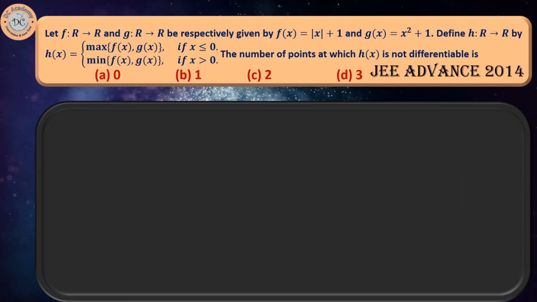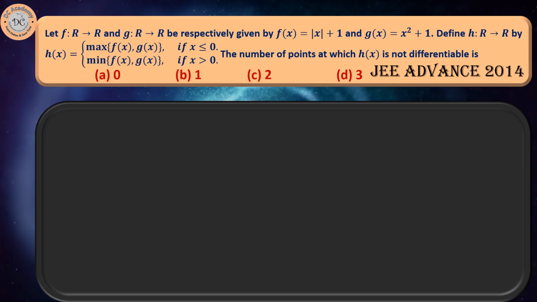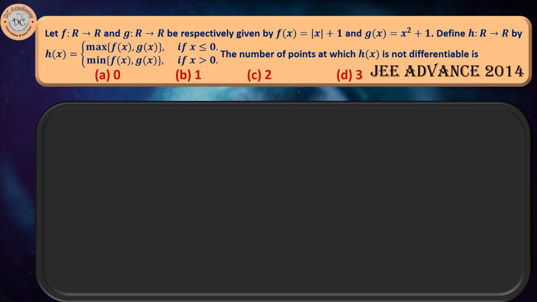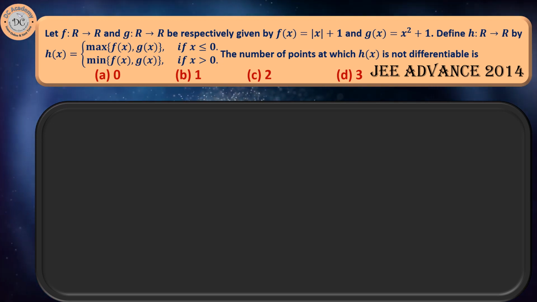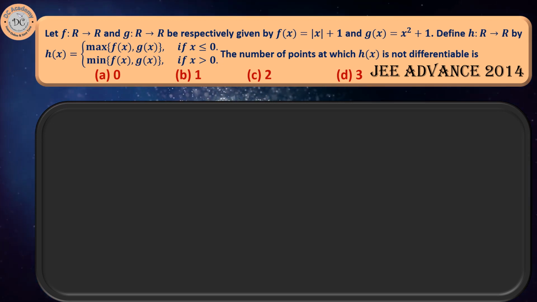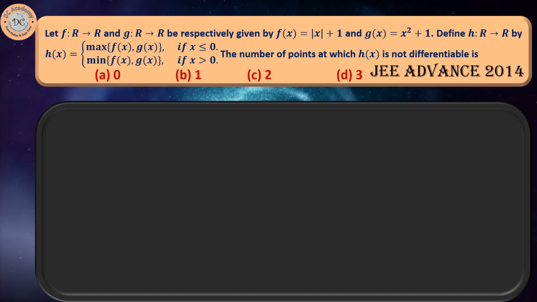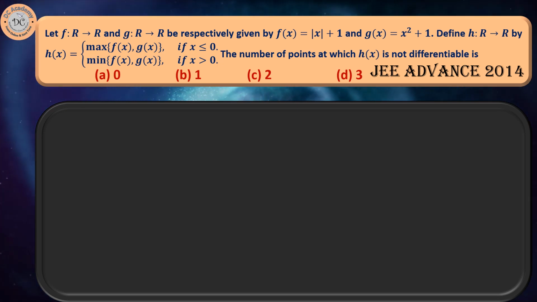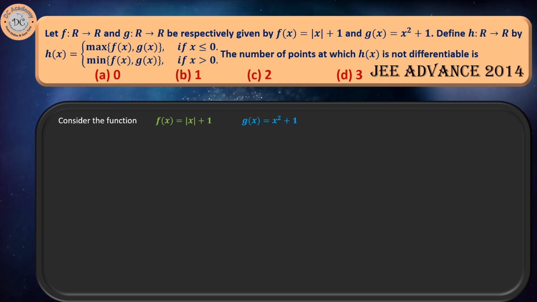Now, to solve this particular problem, we'll use the graphical approach first. Why? Because with the graphical approach, it is easy to understand which graph lies above or below the other graph. So first we need to concentrate on the functions f(x) and g(x). So here we consider the function f(x) and the function g(x).